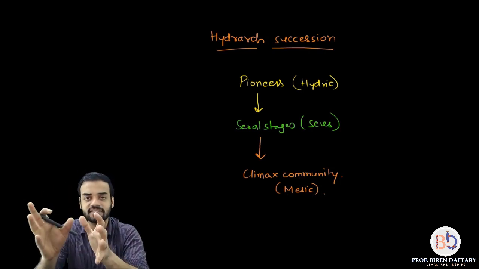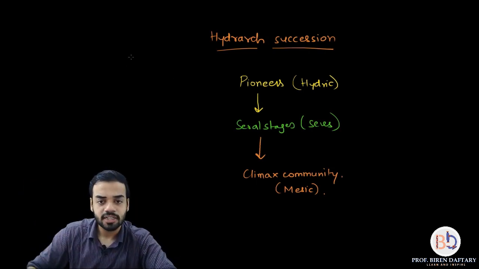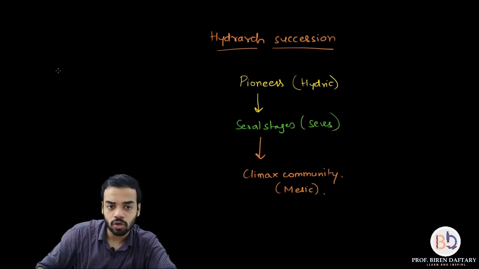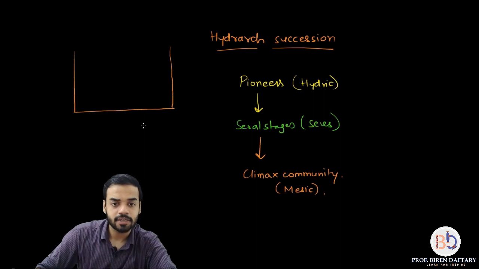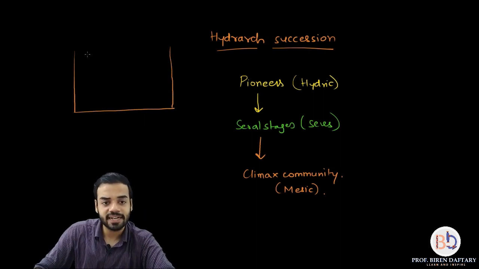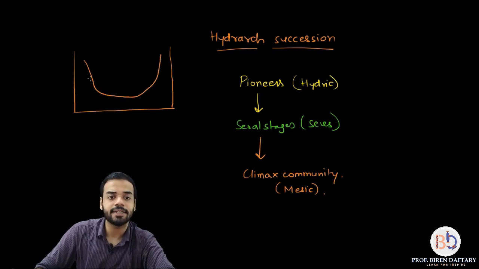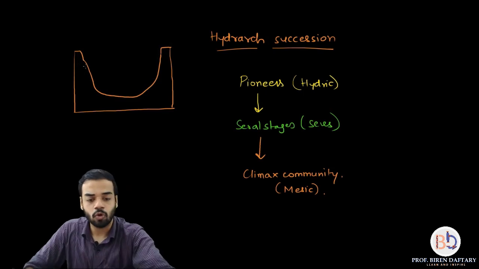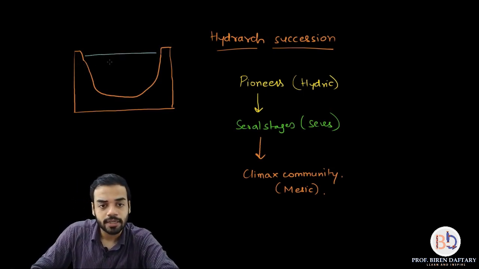So now hydrarch succession is going to occur in a water body. So what I'm going to do is draw this small diagram. Just imagine this orange color area, which is the land area, correct? And this land area, imagine this is a pit-like area, okay? And in this area there is water, which I'm going to show with blue color, okay? And this is the water body which is present.